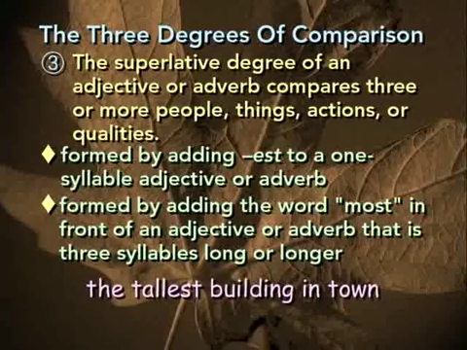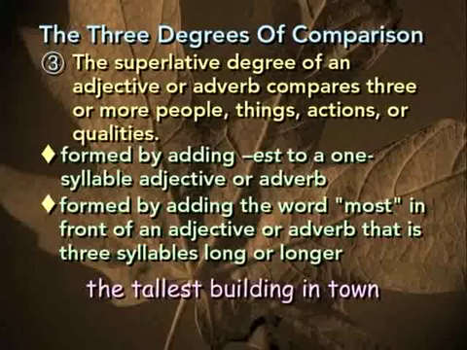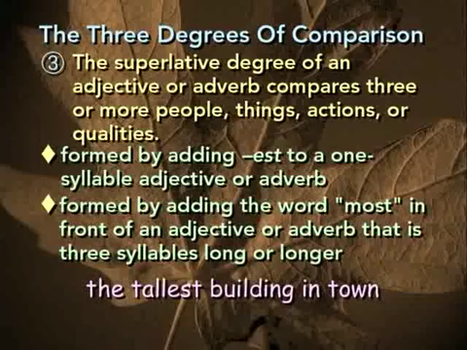The tallest building in town. Here we're comparing not just two buildings, but all the buildings in town, and presumably there are 3 or more, probably dozens of buildings in town. And therefore, rather than the comparative degree, we use the superlative degree, which is formed by adding est to a one-syllable adjective. So we've taken the one-syllable adjective tall and turned it into tallest.